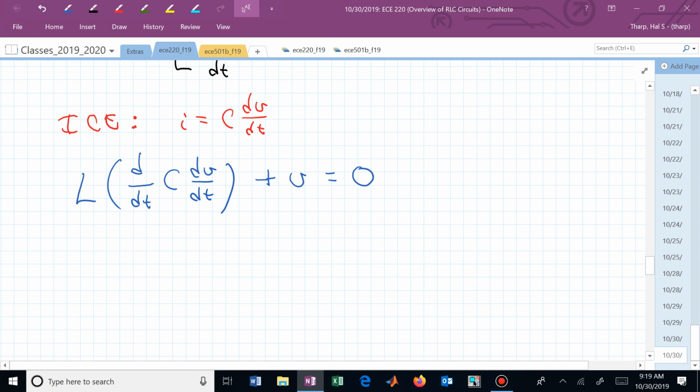We're assuming our inductors and capacitors are time invariant. They're not changing with time. They're constant. So if you want to sound kind of ECE and somebody says, oh, L and C are constant, you say, oh, they're time invariant? Yeah. We can use the language, okay? So now we have time invariant L's and C's. The C goes outside the derivatives, and we now have LC, the second derivative of v dt, plus v is equal to 0.